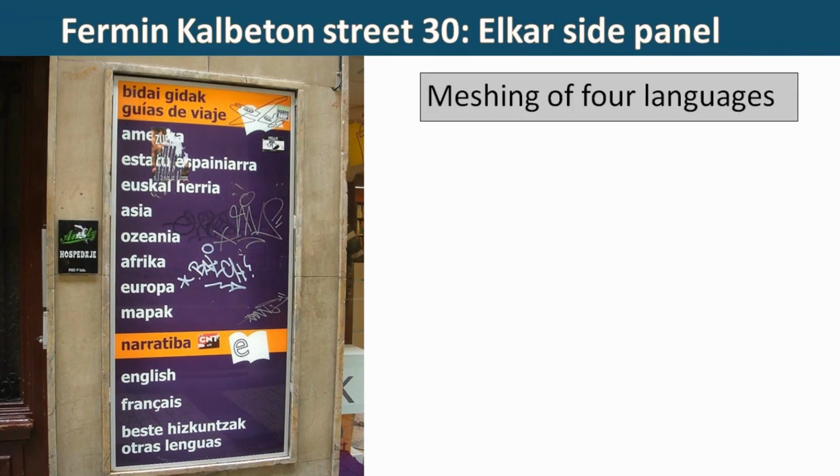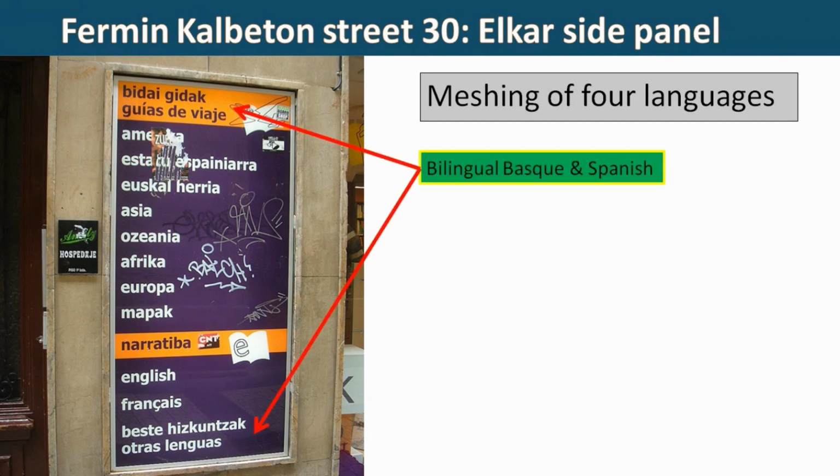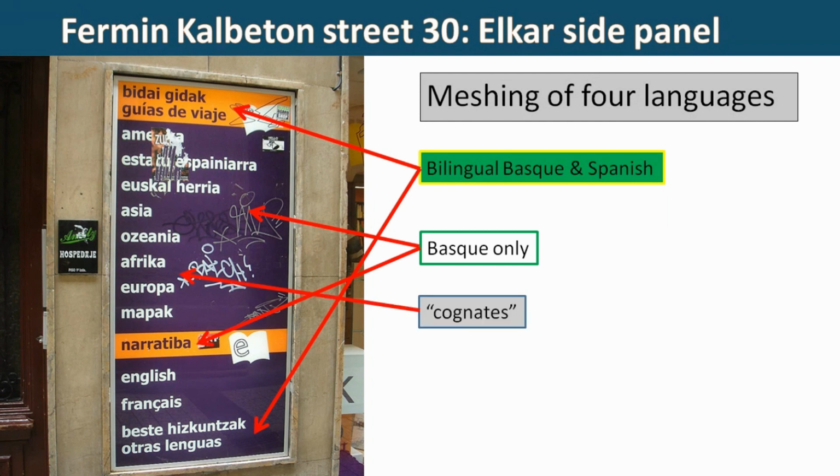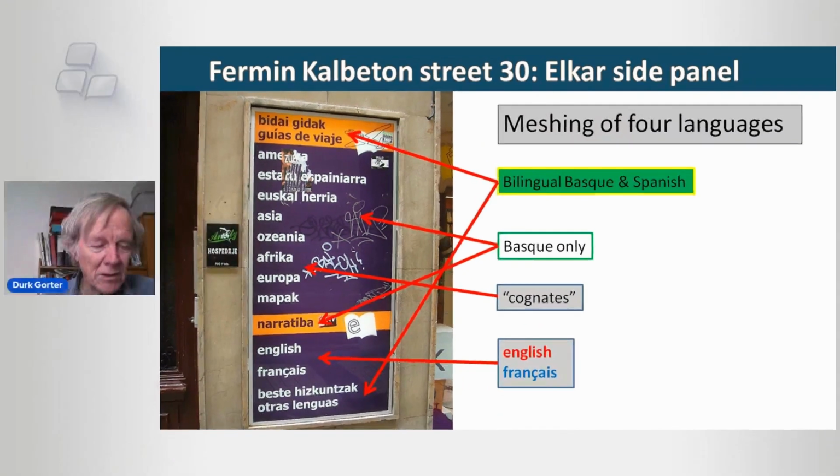And what we see here is a meshing of 4 different languages just in this one panel, because some elements are bilingual in Basque and Spanish, but some elements are in Basque only. Other elements are cognates, like Africa, Europa, Asia, they are similar in the different languages. And then we have something English, Francais, because the bookstore that we are looking at is selling also travel guides and learning materials in these languages.